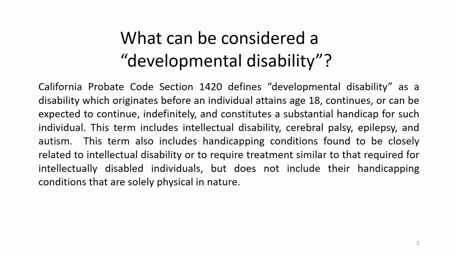One requirement for a limited conservatorship is that the conservatee have a developmental disability. A developmental disability is a disability which the conservatee was born with or was diagnosed with prior to the age of 18 and continues or can be expected to continue indefinitely and constitutes a substantial handicap for the conservatee. Some examples include cerebral palsy, epilepsy, and autism. Disabilities that are solely physical in nature are not considered a developmental disability.